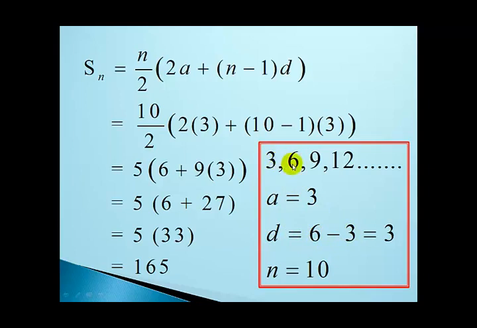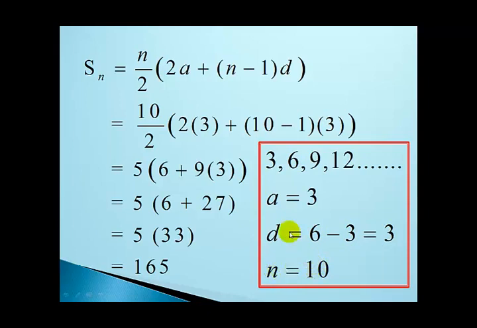The second term minus the first term, or the third term minus the second term, or the fourth term minus the third term. At the end of the day, you get the same answer. So our common difference is equal to 6 minus 3, that is the second term minus the first term, and 6 minus 3 is equal to 3. Now from the question, we have to find the sum of the 10 terms. That means that n is equal to 10.